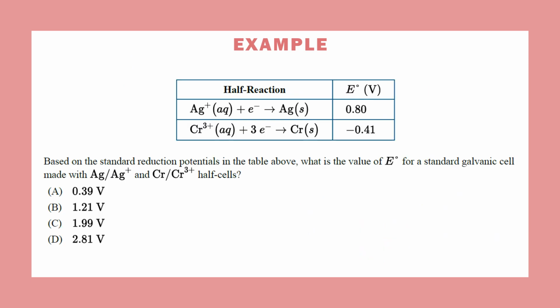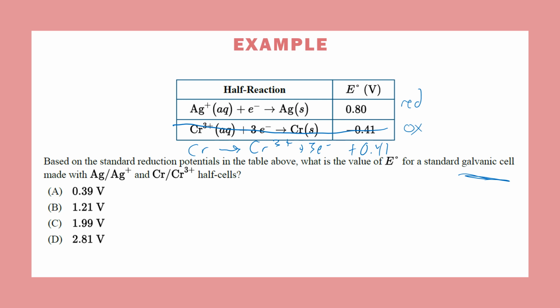Okay, standard reduction potentials they give us in the table. What is the value of our cell potential for a standard galvanic cell? That means it's spontaneous. And when you see that, you know that the one with the smaller value must be changed to be oxidized, and this one will stay and be reduced. So whichever one is smaller needs to flip, and we're going to flip it to be Cr3+ plus 3 electrons, and it becomes positive 0.41.